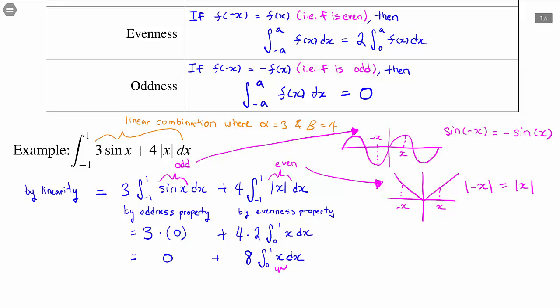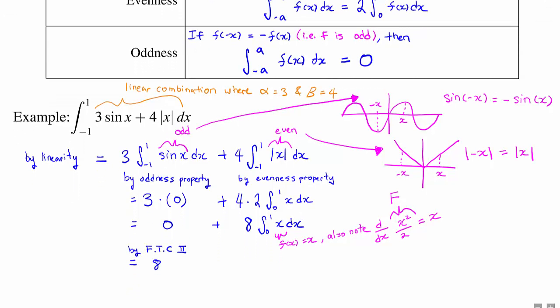Little f is just equal to x here, so little f of x is equal to x. But we also know that the derivative of x squared over 2 is equal to x. Our antiderivative, capital F, is equal to x squared over 2. And so this initial integral is just reduced to 8 times x squared over 2 evaluated at 1 and then subtracting the value at 0 by the fundamental theorem of calculus 2. Quickly substitute 1 in and you're going to find out that the answer is 4.